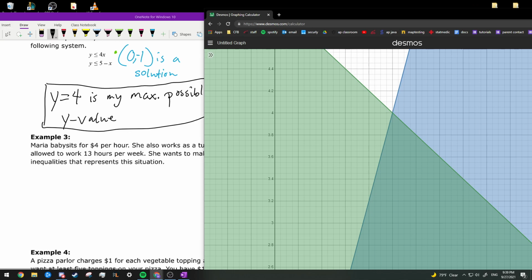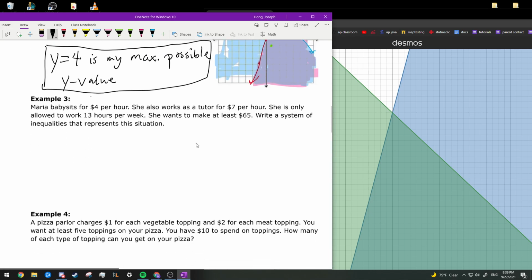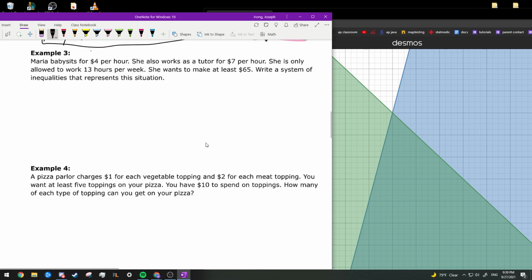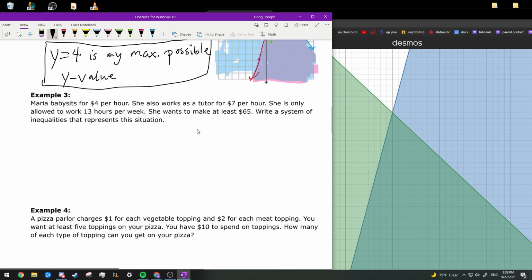Nice. So let's take a look at number 3. Number 3 is a word problem. Maria babysits for $4 an hour. She also works as a tutor for $7 an hour. She is only allowed to work 13 hours per week, as you should as well as a part-time associate, since you are a student as well. She wants to make at least $65. So write up a system of equations or inequalities that represent the situation.